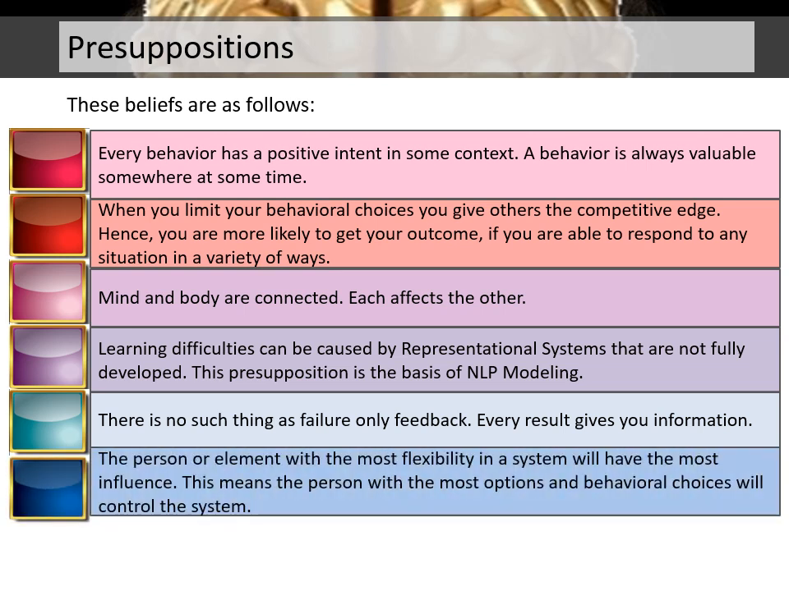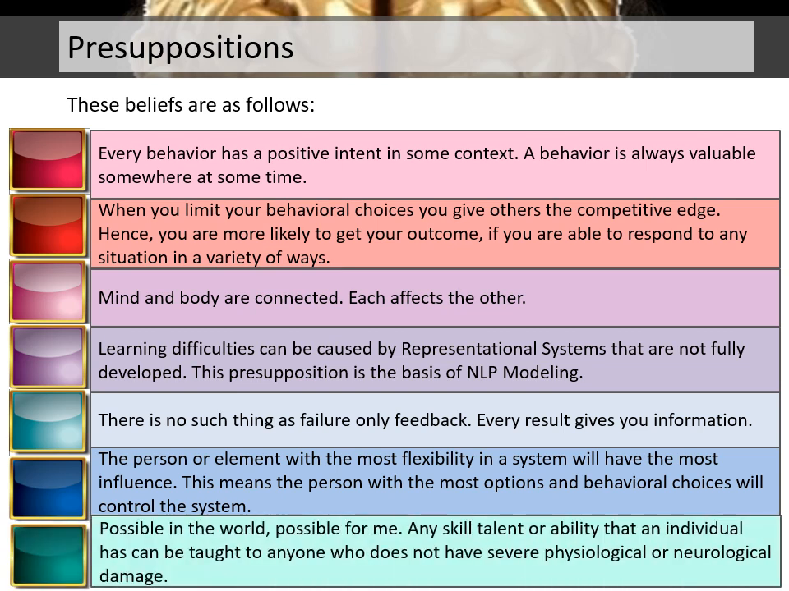The person or element with the most flexibility in a system will have the most influence. This means the person with the most options and behavioral choices will control the system. Possible in the world, possible for me. Any skill, talent, or ability that an individual has can be taught to anyone who does not have severe physiological or neurological damage.